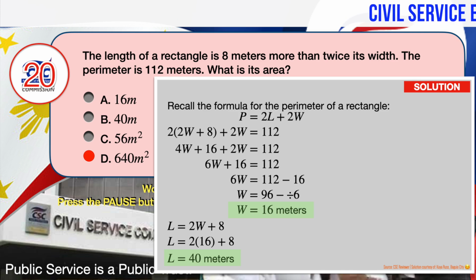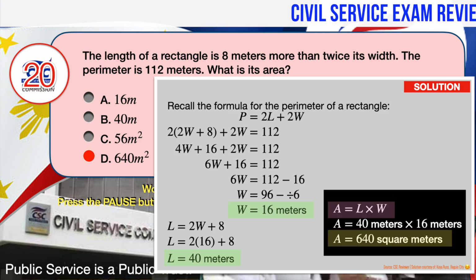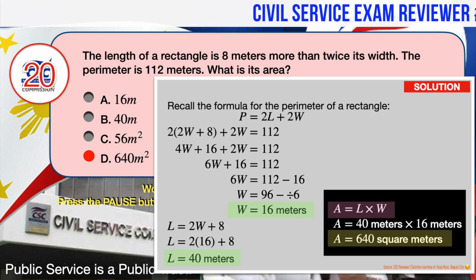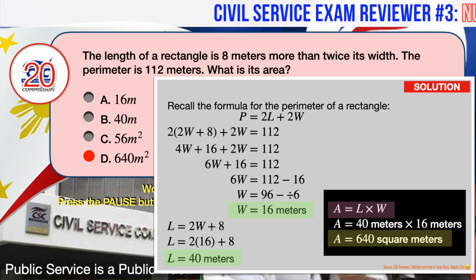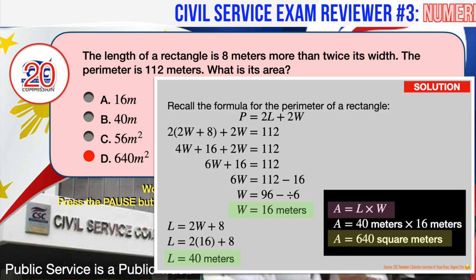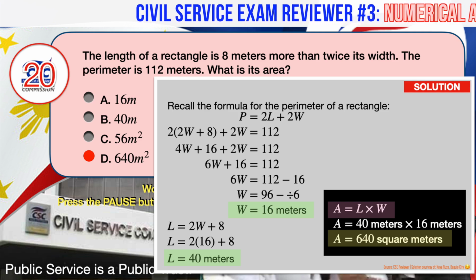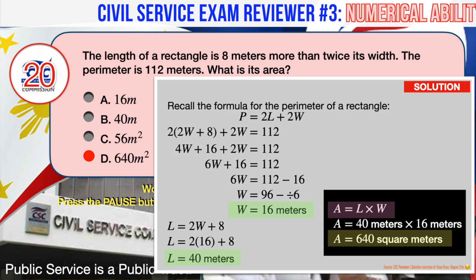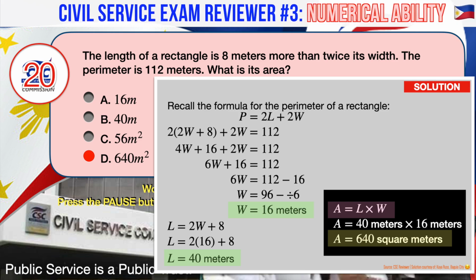But we're not done yet. What is being asked is the area of the rectangle. Recall the formula for the area of a rectangle. It is simply length times width, of course. So we plug in our computed values for the length and the width, and we should arrive at 640 square meters as our final answer.